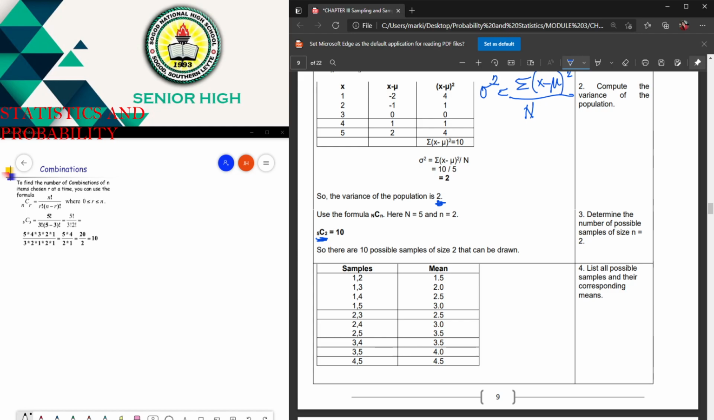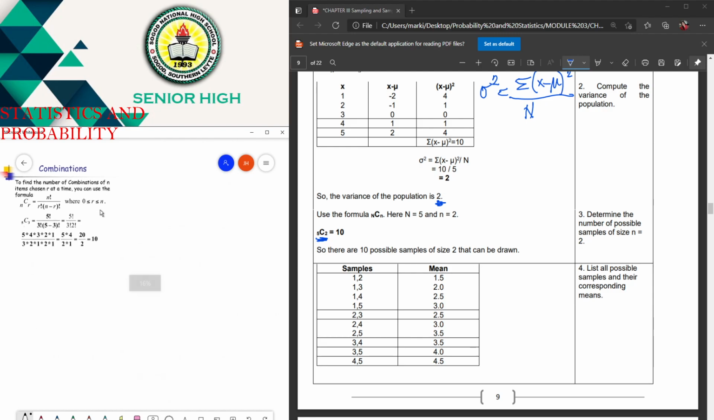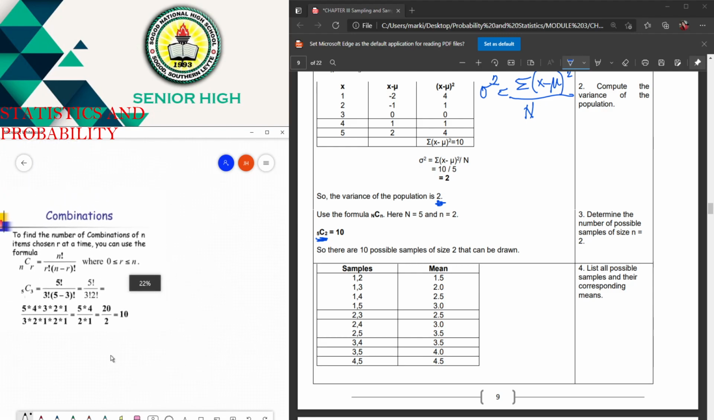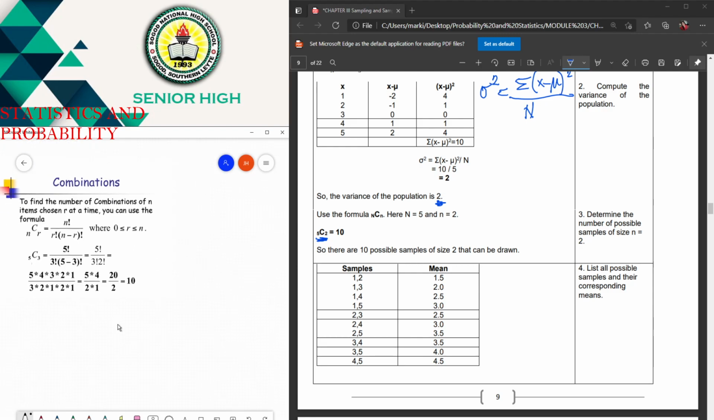So how did we get that one? Let's go back to refresh our memory about combination, which was already discussed to you in grade 10, permutation and combination. To find the number of combinations of n items chosen r at a time, you can use this formula: n factorial over r factorial times n minus r factorial, where r is greater than or equal to 0 and less than or equal to n.